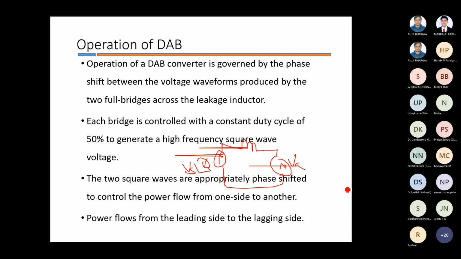So power flow will be equal to P equal to Vs Va by XL into sine phi. So this concept will be utilized here same in the dual active bridge.